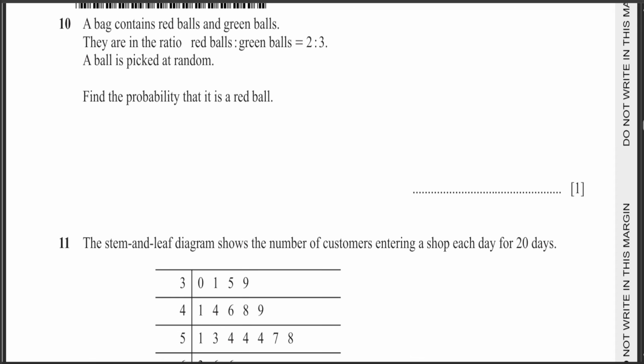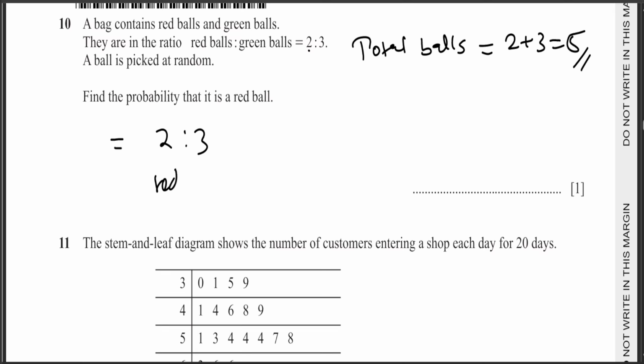A bag contains red balls and green balls. The ratio of red balls to green balls is 2:3. A ball is picked at random. Find the probability that it is a red ball. Now the total balls will be 2 plus 3, which is 5. So the probability that it is a red ball is going to be, because the ratio of red to green is 2:3, 2, which is the red one, over the total, which is 5.